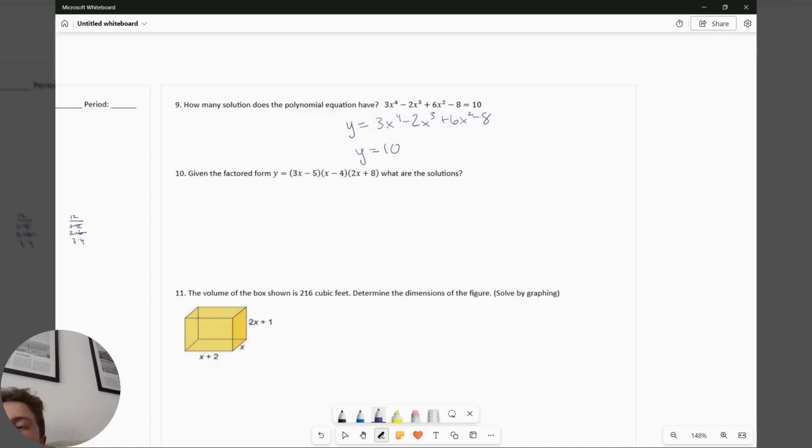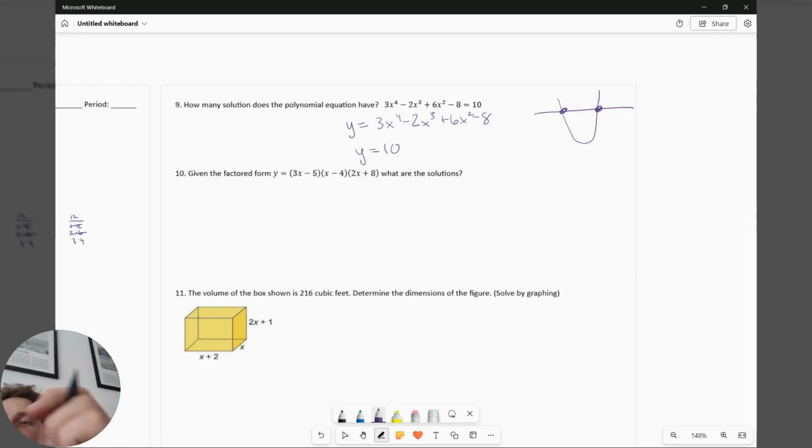So 3x to the 4th minus 2x to the 3rd plus 6x squared minus 8, and that's equal to y, and y equals 10. So when you graph them, you want to find where they cross, remember. And what I'm seeing on my graph when I type this into Desmos is one function that looks something like this and another function that's just coming straight across. Find where your 2 lines intersect.